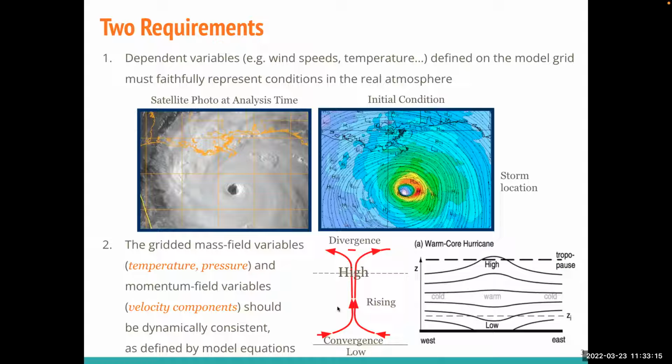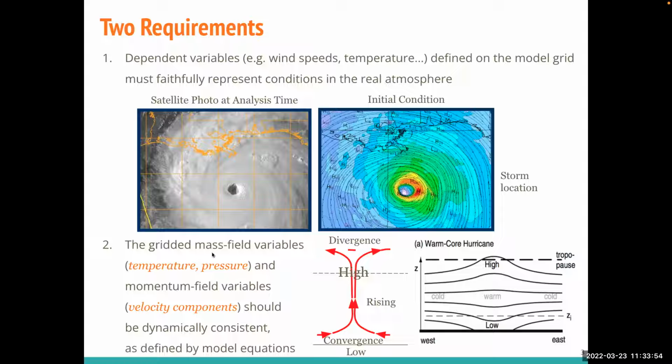Two requirements. So the first one is to have the dependent variables defined on the model grid. Of course, that's the thing we want, right? Represent the conditions in the real atmosphere. So this is a satellite photo at analysis time. So you will know about this term analysis. We'll get to that later. It's very specific for atmospheric science research. Okay, and this is the initial condition. You need to put different variables, wind speed, temperature into your model and define on the model grid.